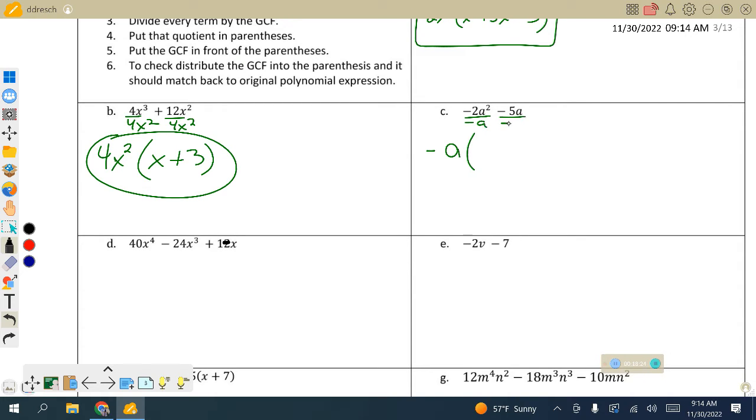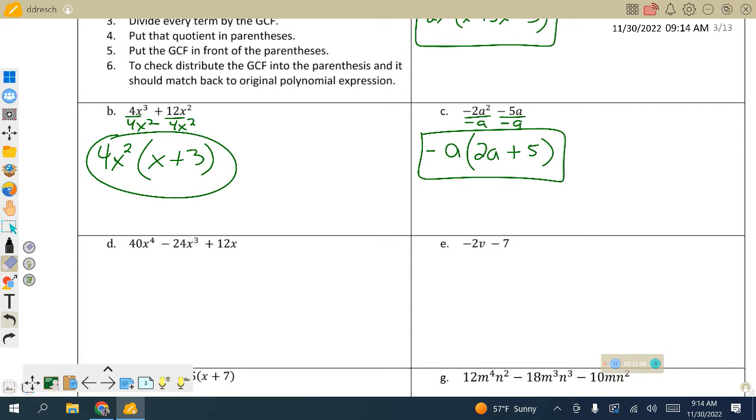Divide by negative A. Watch your arithmetic there, watch your negatives, and what do we got? 2A, and then what? Plus, yeah. Now when you bring out that negative A, that negative is going to flip all your signs then. Okay? And as we progress in the second semester in Algebra 2 next year, bringing out that negative cleans up the inside a little bit with not having to worry about those negatives all the time, so get into that habit.